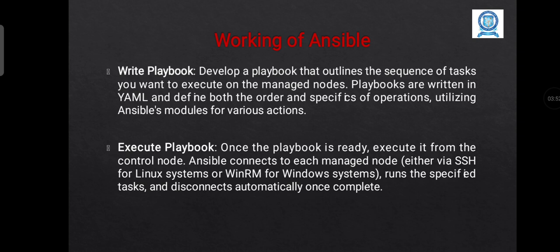Once the playbook is ready, the Ansible node will execute it from the control node. Ansible connects to each managed node, and whatever configuration is written in the playbook, once the control node applies it to the remote nodes, all those configurations run on the managed nodes. It runs the specified tasks and disconnects automatically once the tasks have been completed.